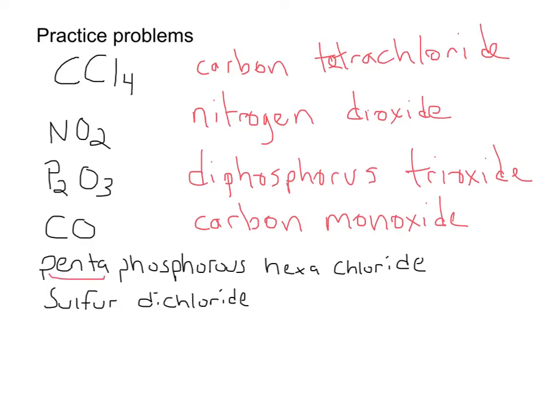So we need to just be aware of our prefixes. 5, 6. And of course know our elements. So it's 5 P, P5, Cl6, and the next one is sulfur dichloride. So sulfur is S, and chloride would be Cl, and then a 2 for the di. And that's all you have to do for these.